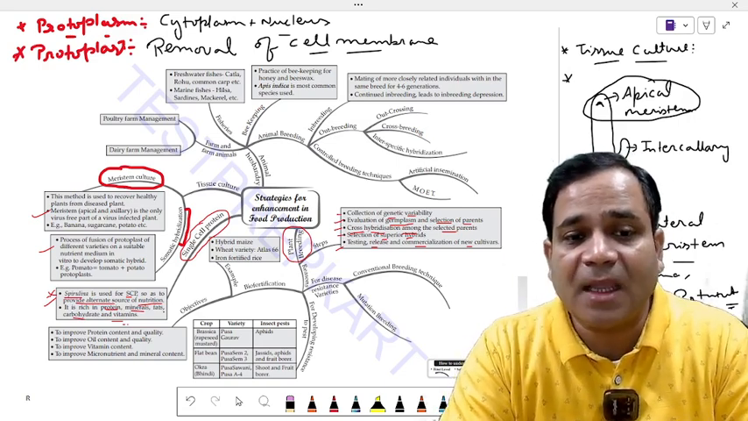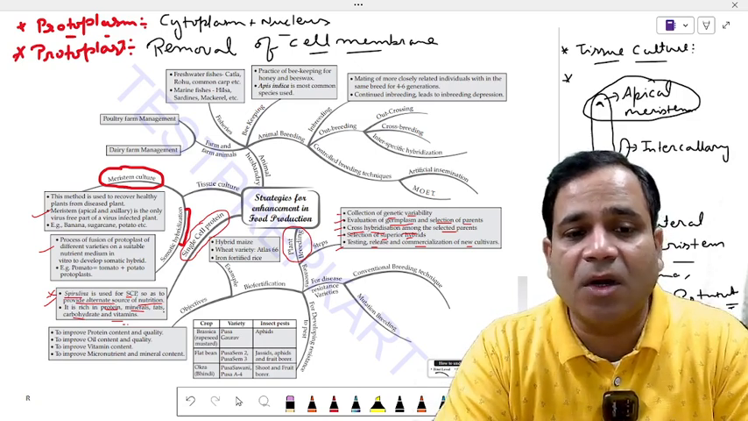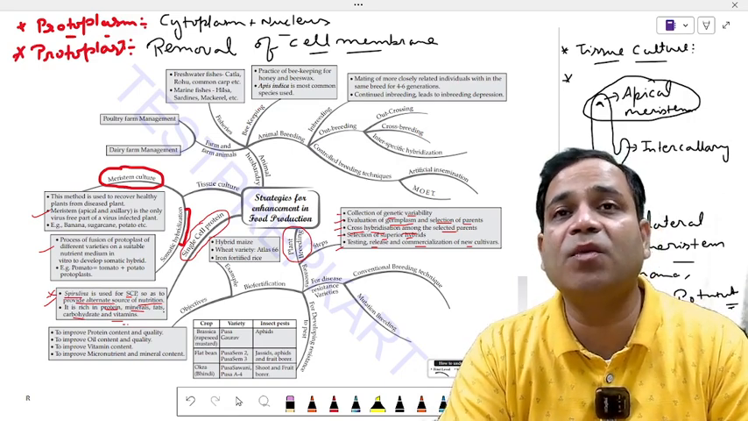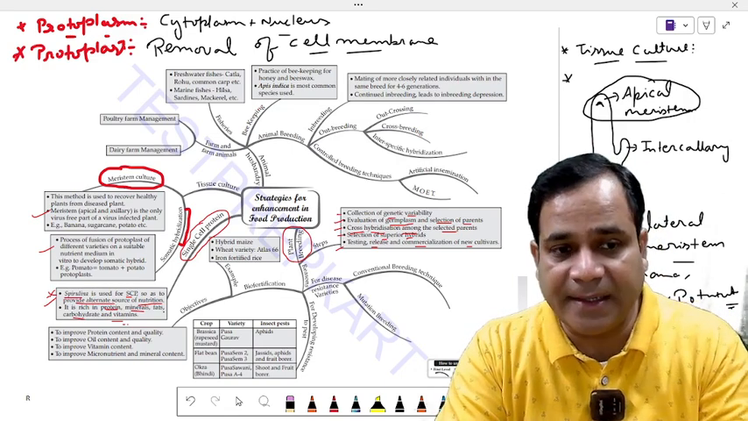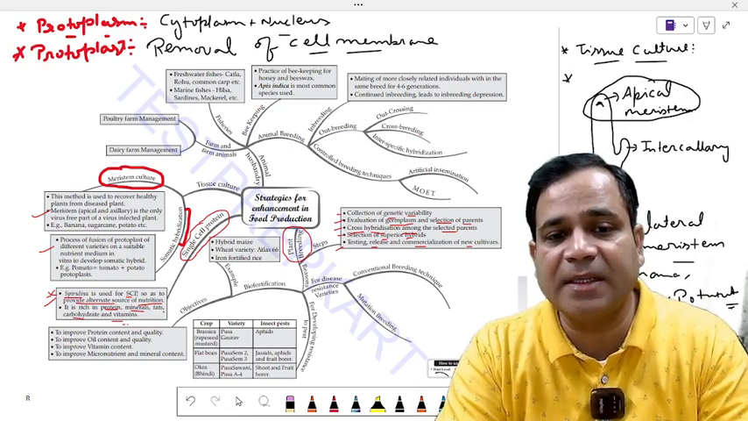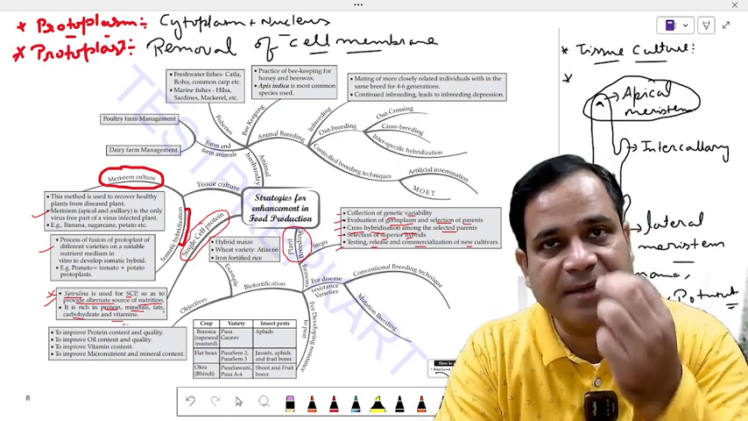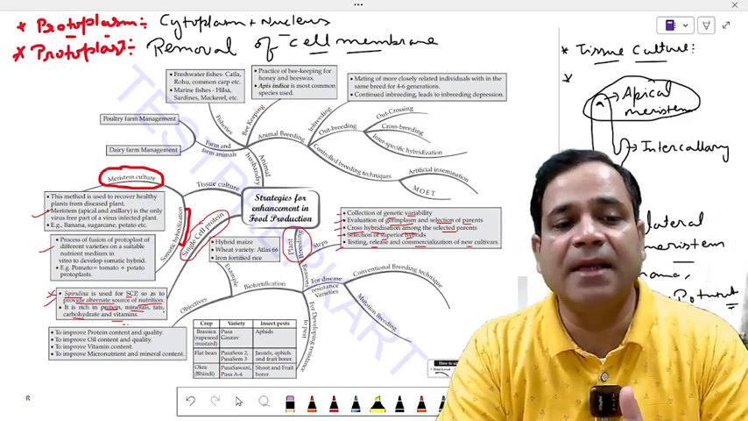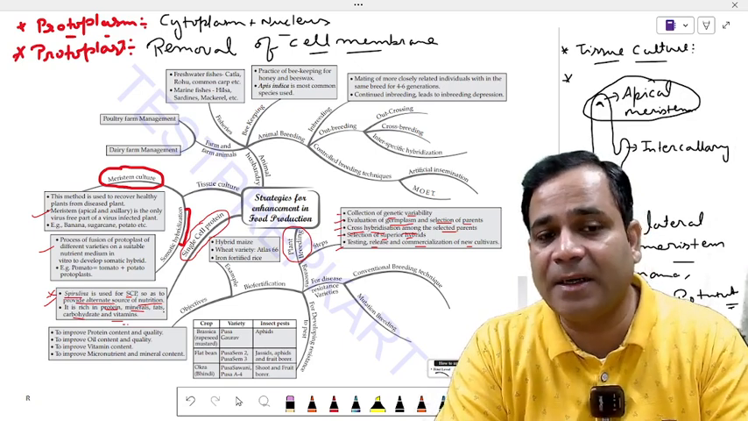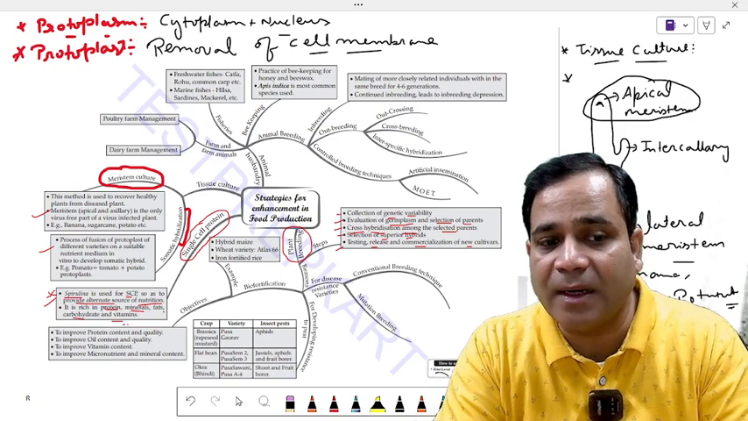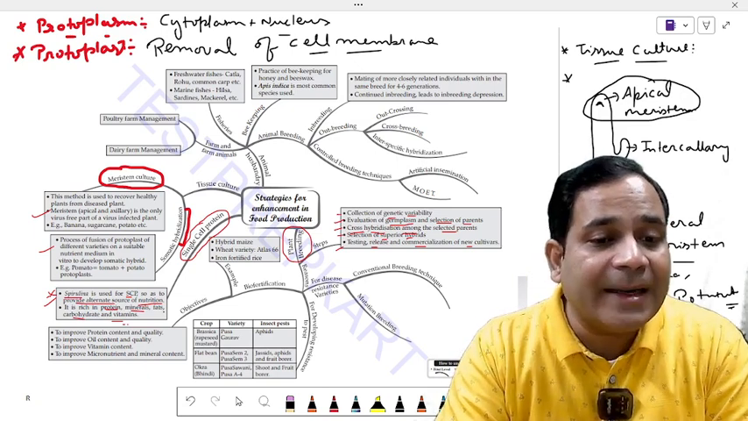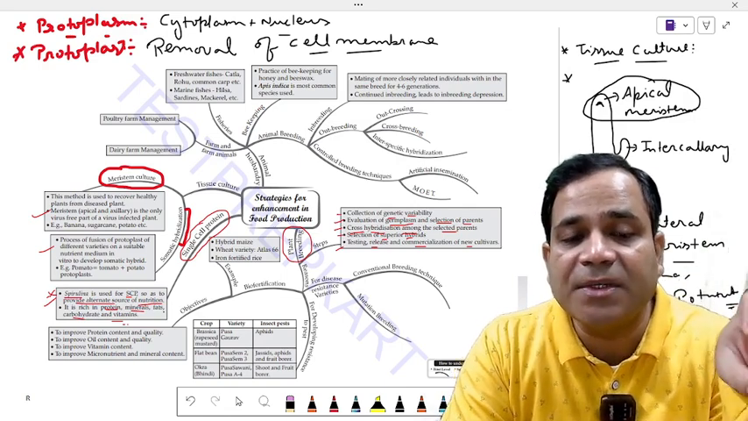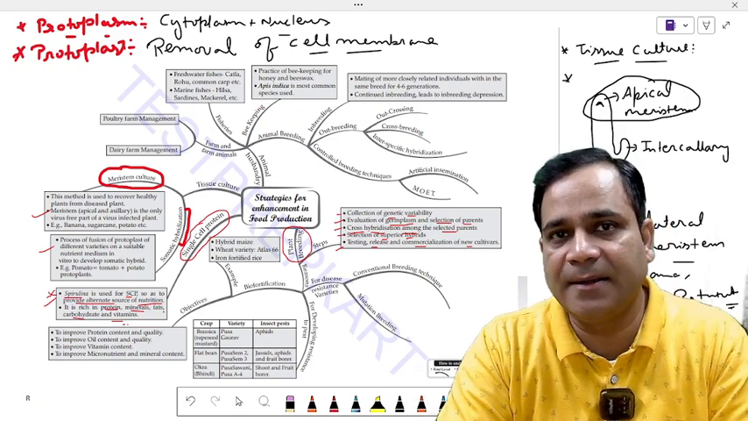Now see, if anybody asks you about the objectives of plant breeding, then you say: number one, to improve protein content and quality. Second, to improve oil content and quality. Third, to improve vitamin content. And fourth, to improve micronutrient and mineral content, my dear.